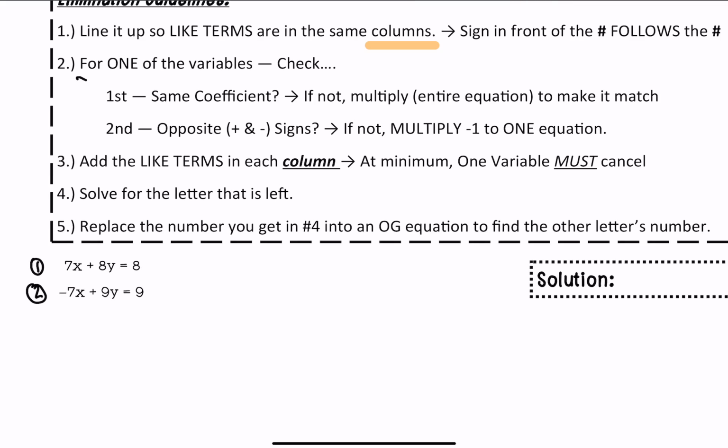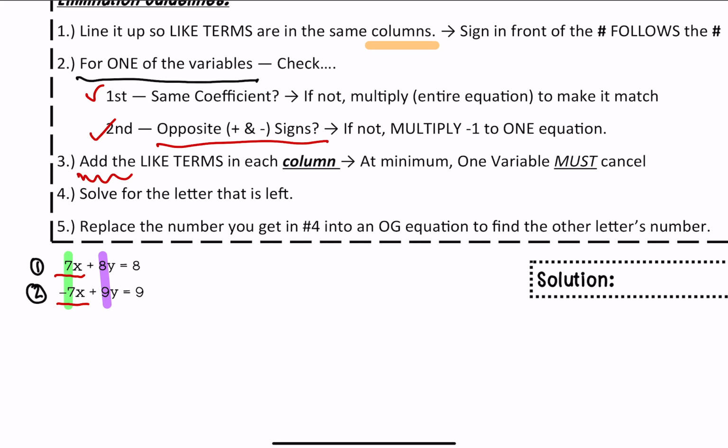Now, for one of the variables, check, do we have the same coefficient up front? Looking at our x's, do we have the same number in front? Yes, we have 7s. The 8 and 9, those are not alike. So we're going to look at the green one. Do they have opposite signs? Of the 7s, is one positive and one negative? Yes. So we're good here. Both of those are good.